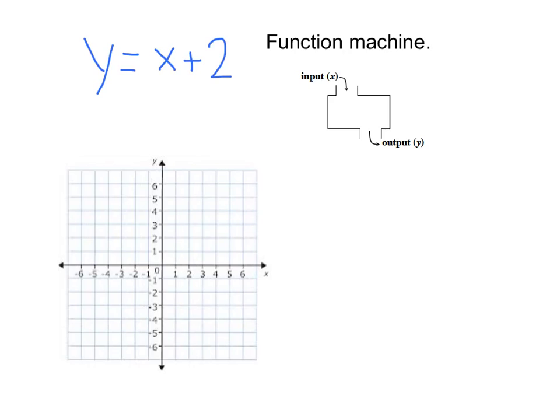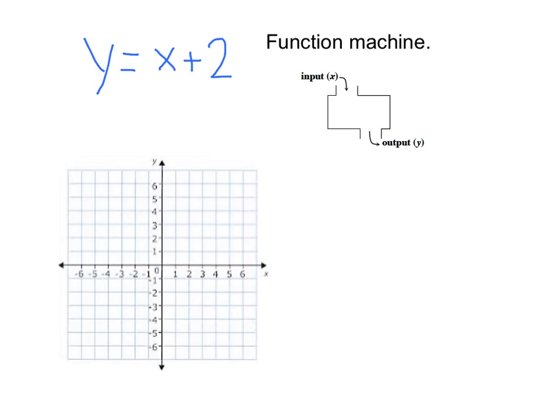Now, our x value is our input value. In other words, in order to generate ordered pairs, we pick values for x, and then we generate a corresponding value of y. And so, for instance, let's say I picked x equal to 0. Okay, if I let x equal 0, then I would put the number 0 into the equation, and then 0 plus 2 would give me a y value of 2.